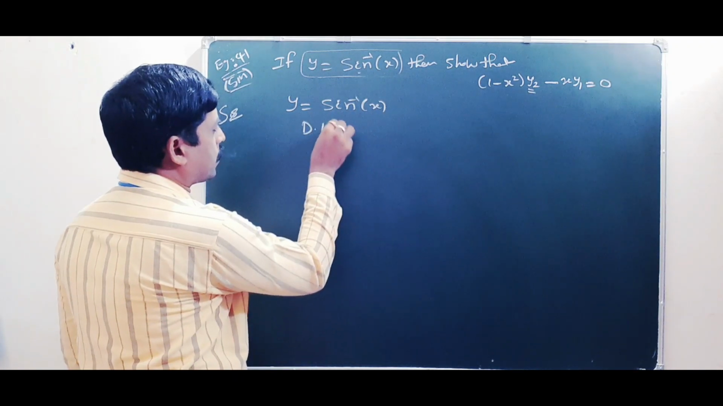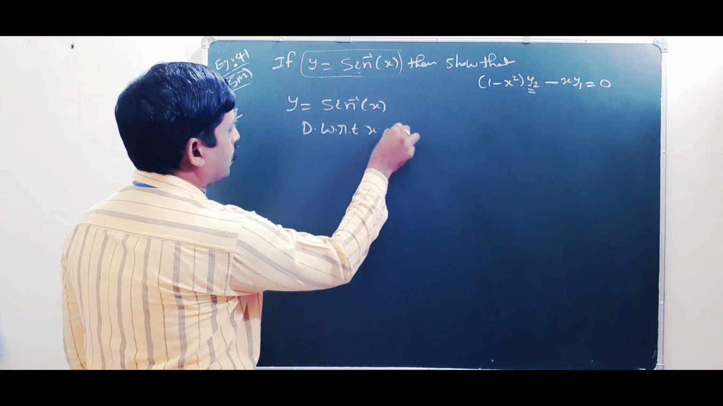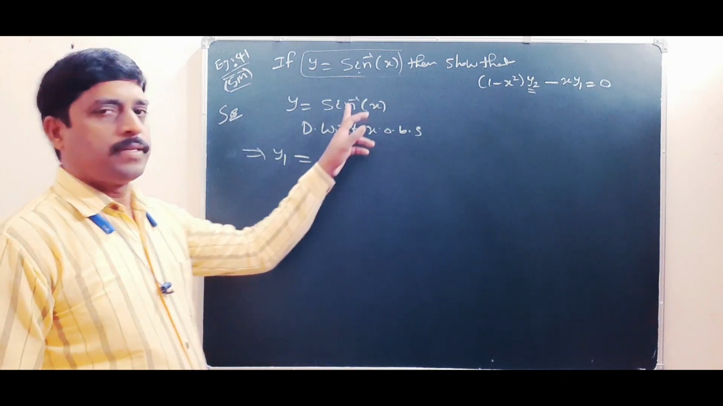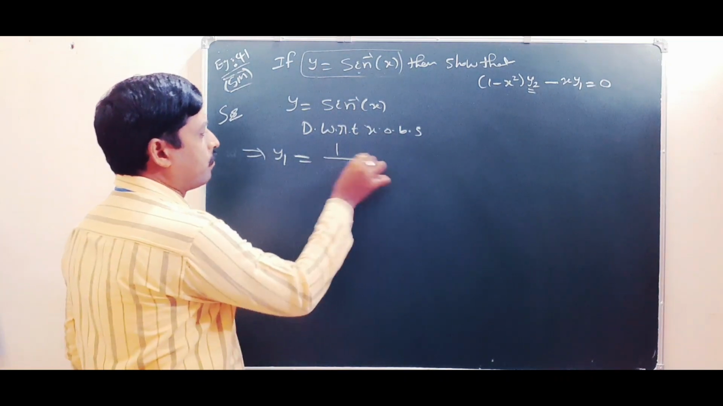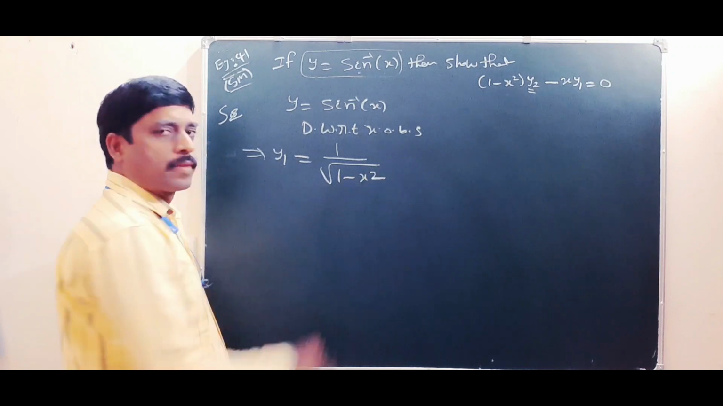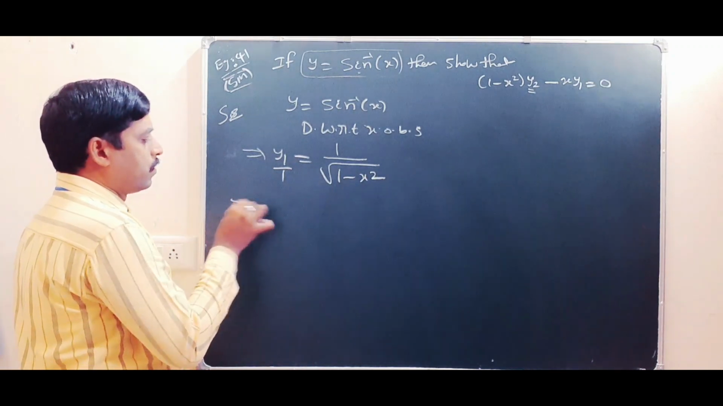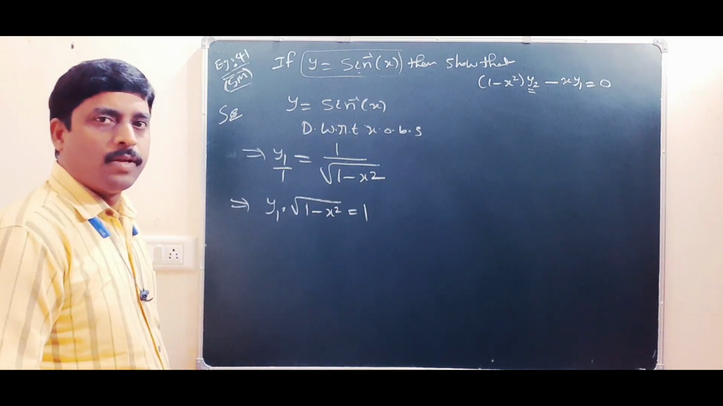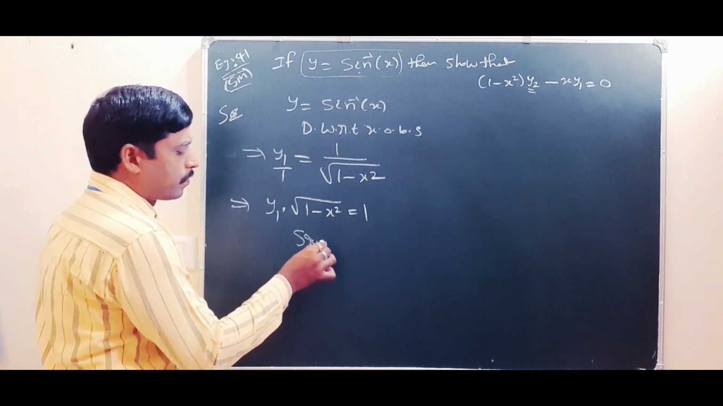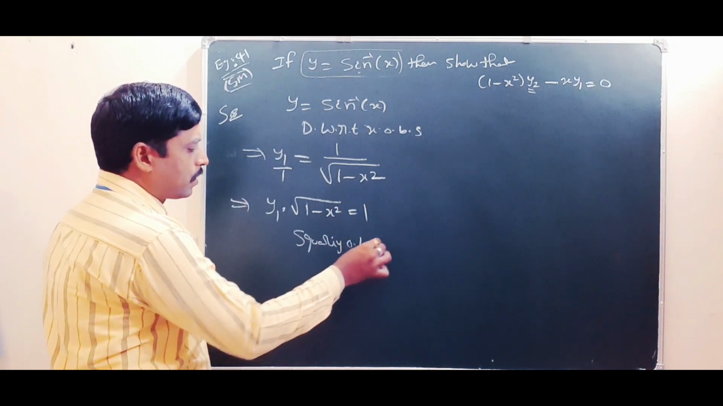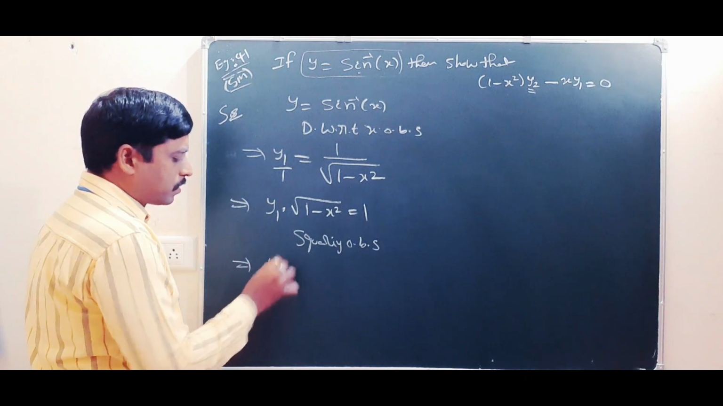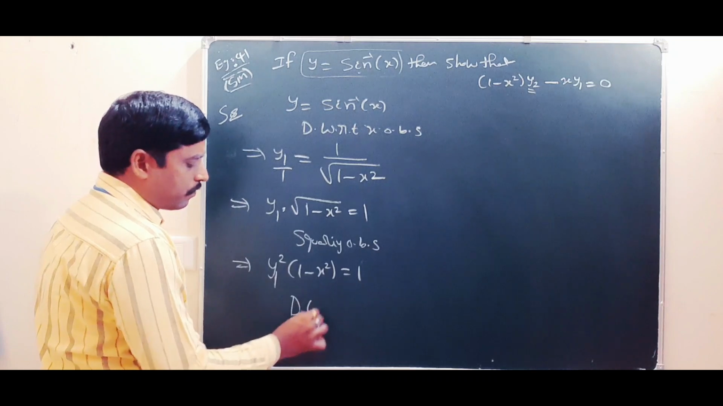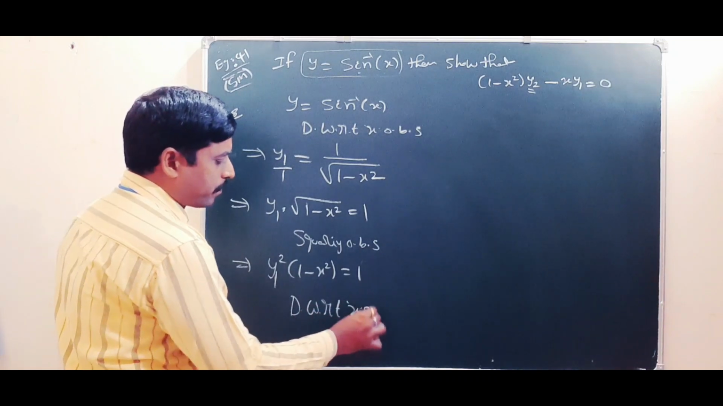Now differentiation with respect to x on both sides. The differentiation of y gives y1. Differentiation of sin inverse x is 1 by root 1 minus x square. So let us do cross multiplication: y1 into root 1 minus x square equals 1. Now squaring on both sides, it is going to be y1 square into 1 minus x square is equal to 1 square, which is 1.